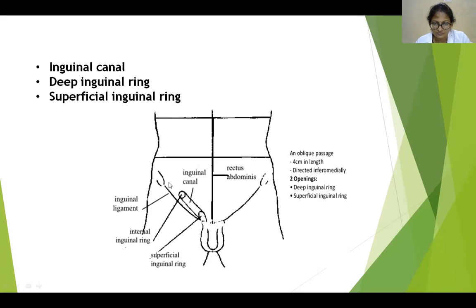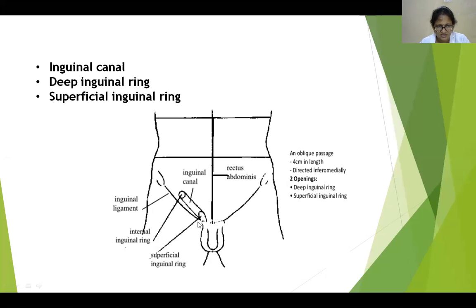What is the extension of the inguinal canal? It extends from the deep inguinal ring to the superficial inguinal ring. What is the length of the inguinal canal? Its length is nearly 3.5 to 4 centimeters, where it is present just above and parallel to the medial half of the inguinal ligament. Inguinal canal is present there.